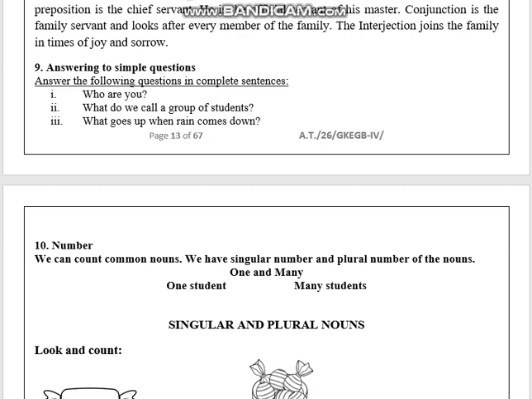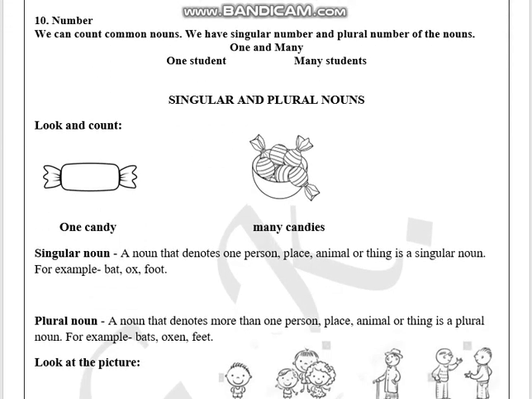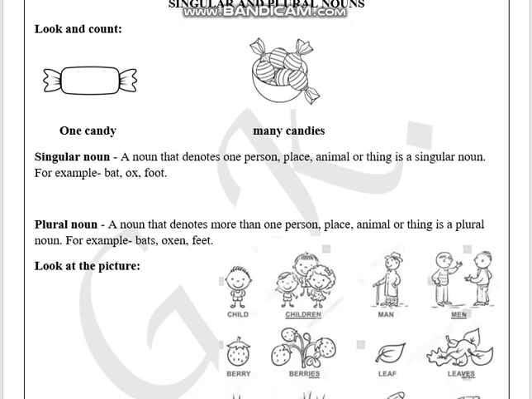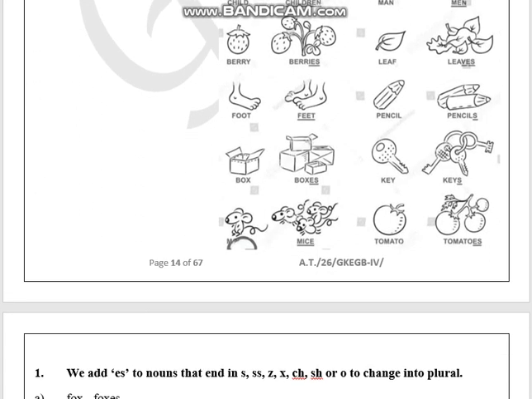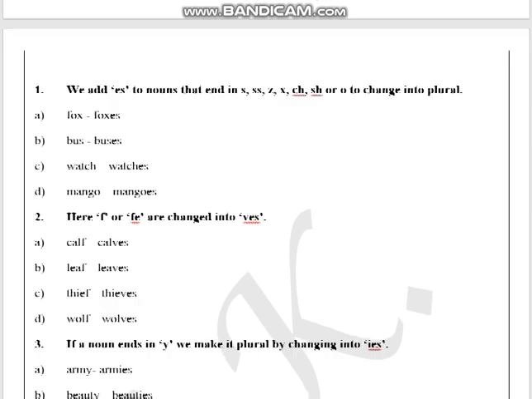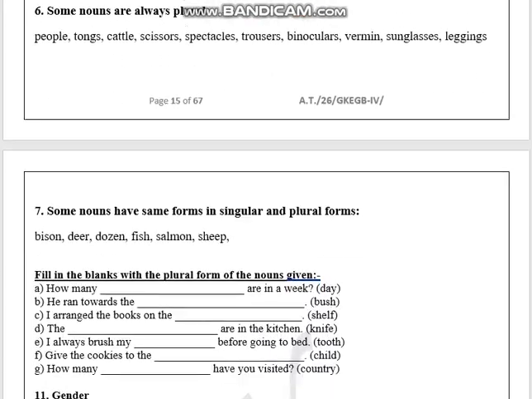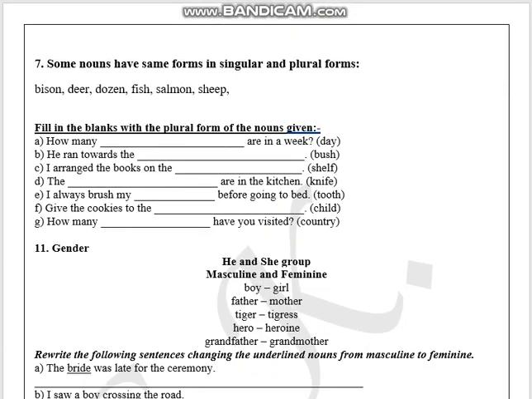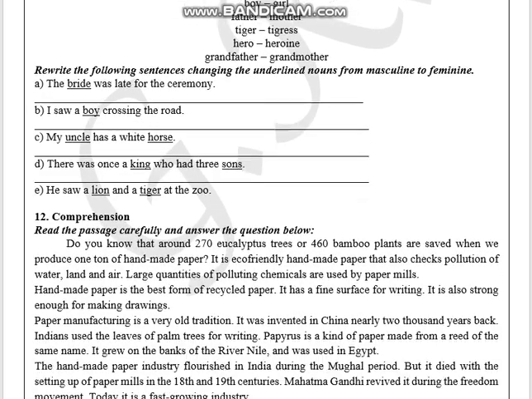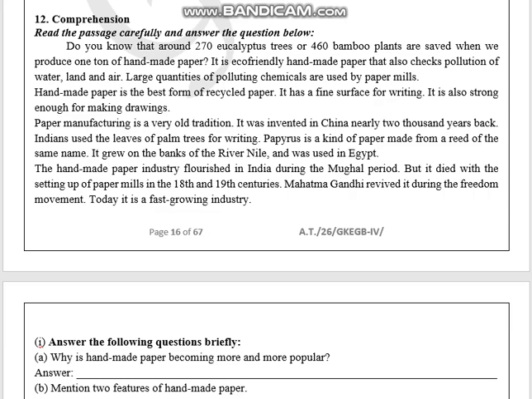After this, answering simple question, how to develop writing skill. First of all, the children will learn how to answer in a complete sentence. Noun, number, how to change the number, always singular number, always plural number. The special nouns are given here. After this, how to develop reading skill, comprehension test.